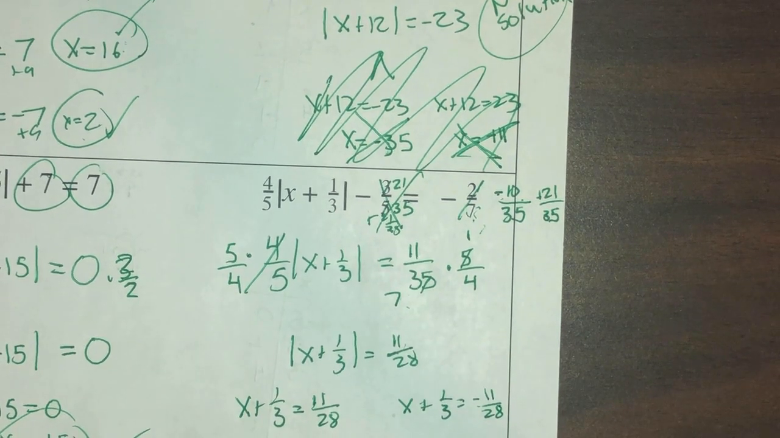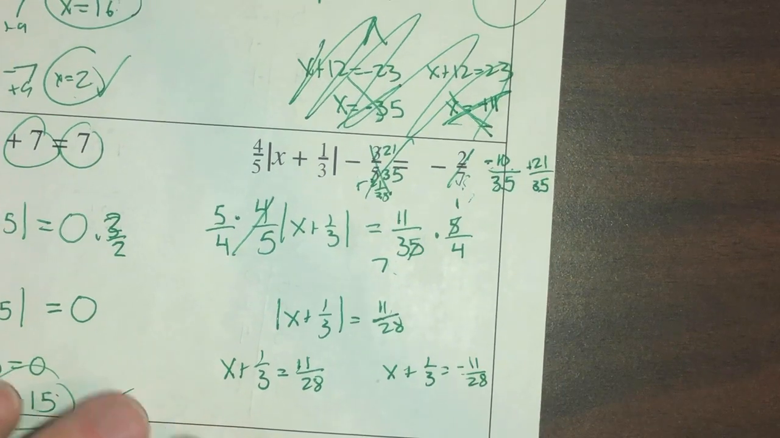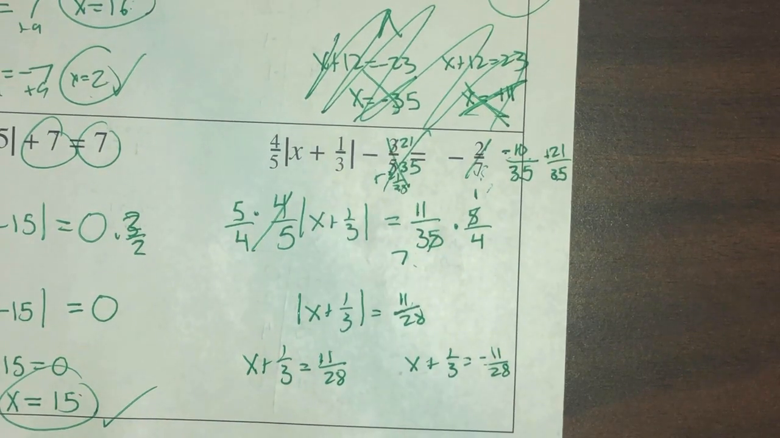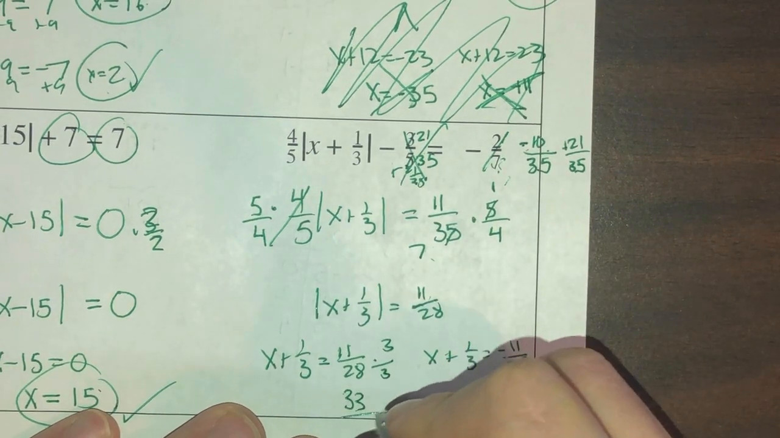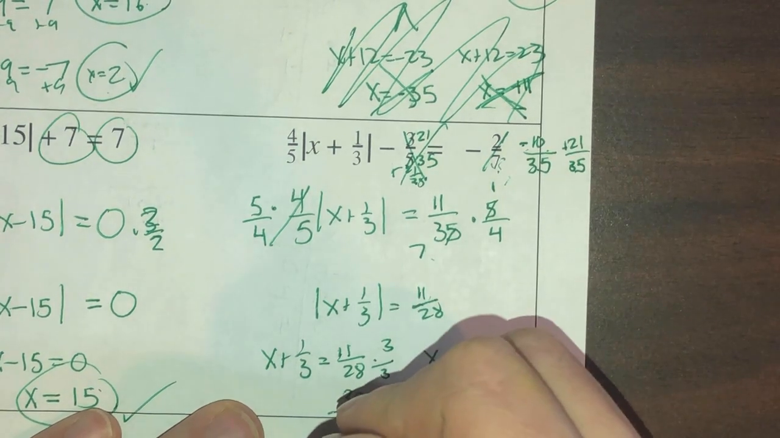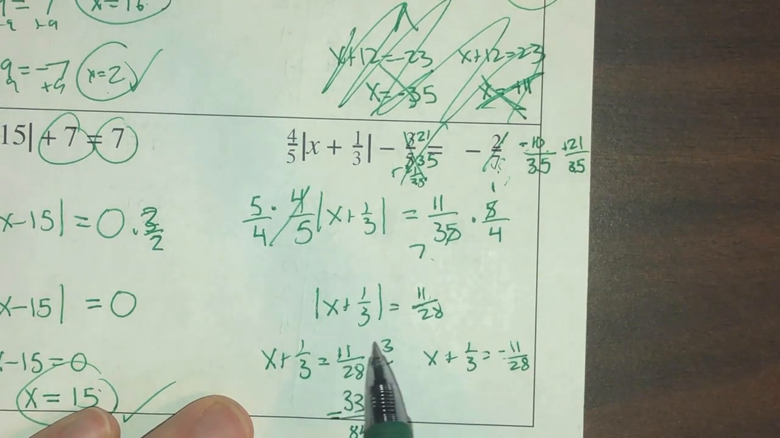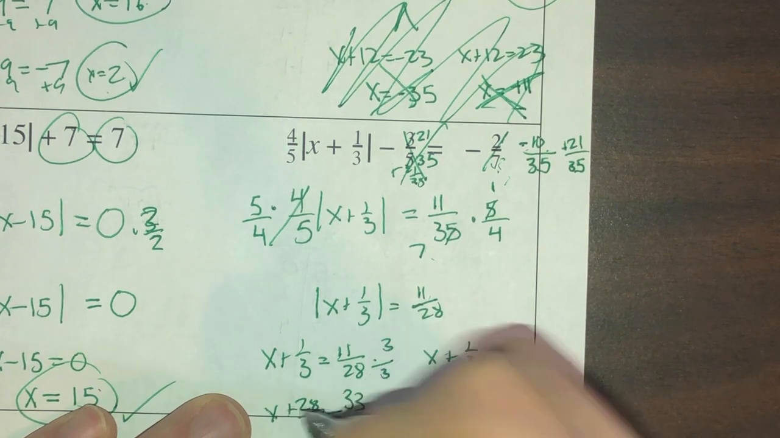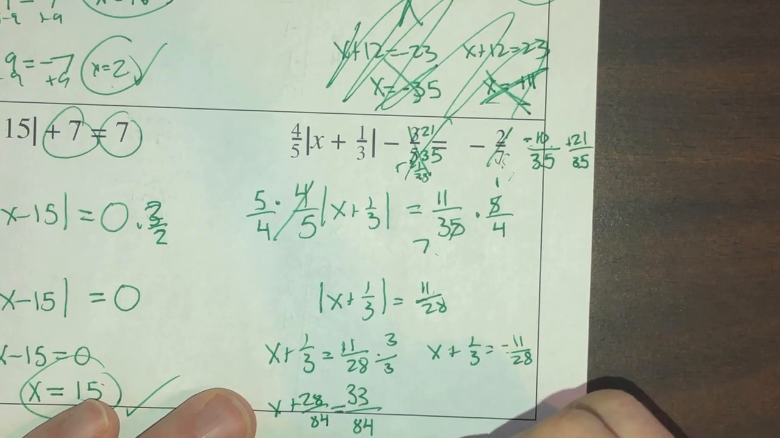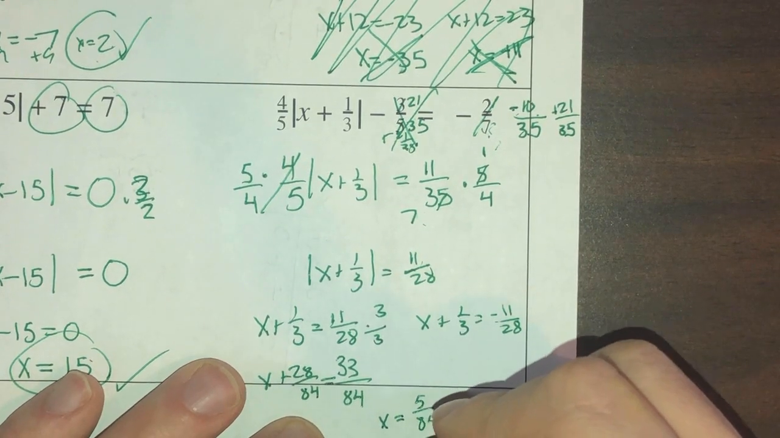And this is going to get kind of ugly, unfortunately, because 3 and 28 have really no common factors other than 1. So my options are basically that I'm going to have to multiply 28 by 3. So 84. So it would be 33/84. And this is going to be times 28. And then I subtract on both sides. I get x equals 5/84.